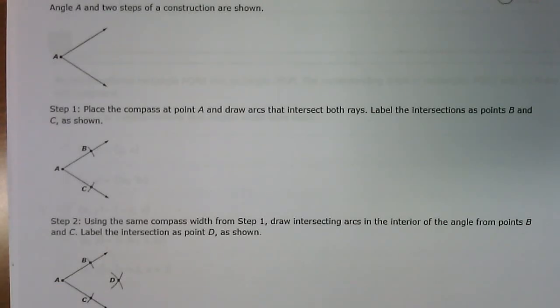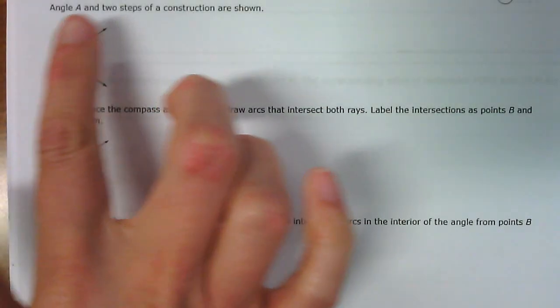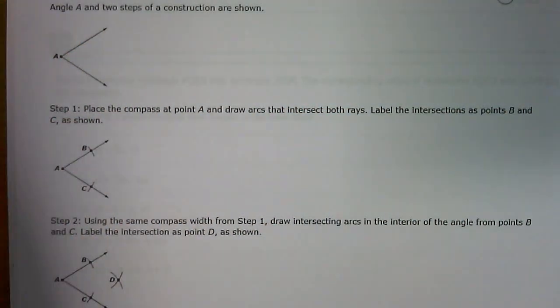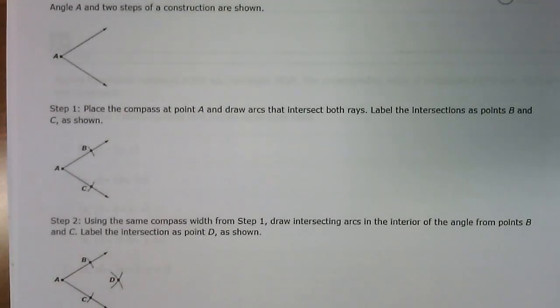Okay, for this particular question, we have a construction here, and we're going to have to answer some questions about the construction. So our first goal is to take a look at the construction and see what's going on. It says angle A and 2 steps of a construction are shown. Step 1 says place the compass at point A and draw arcs that intersect both rays.